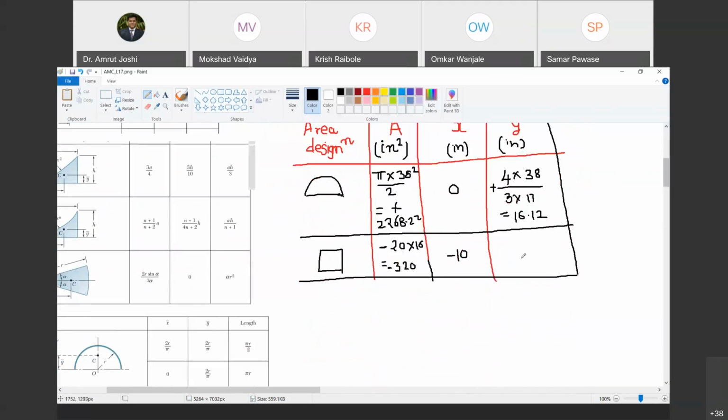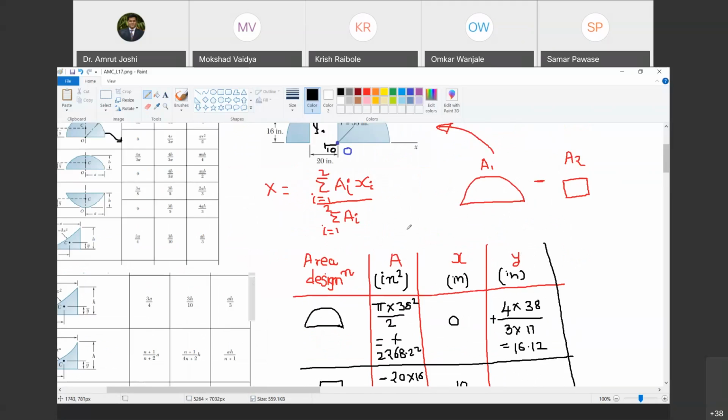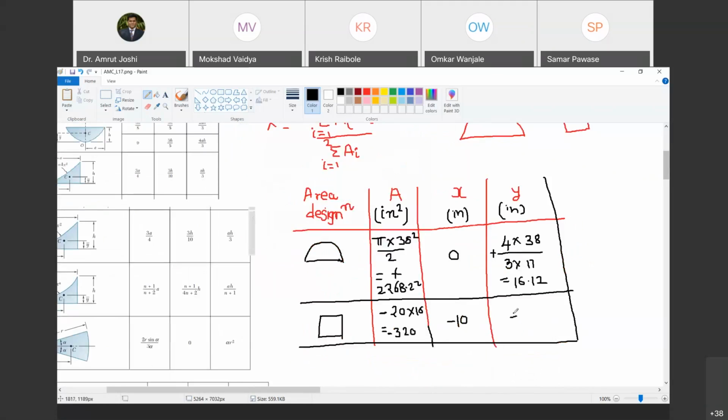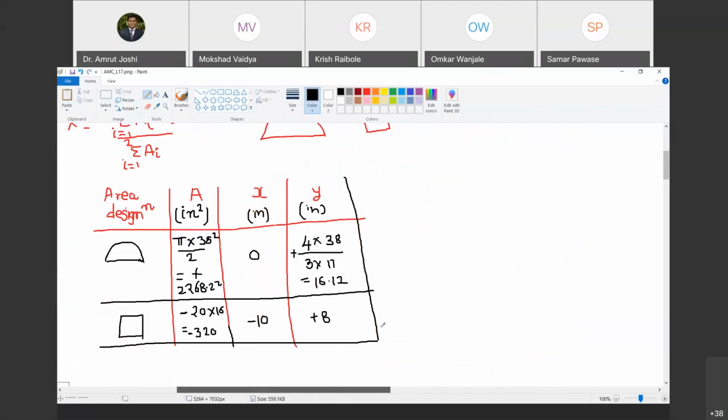So next, tell me what about y bar? What should I write? Plus 8, because this distance is plus 8. Are you with me? Yes, sir. So plus 8. Now, what is the next column? What do you think should be the next column? The next column will be Ai xi. Are you with me? So I will call this Ai.